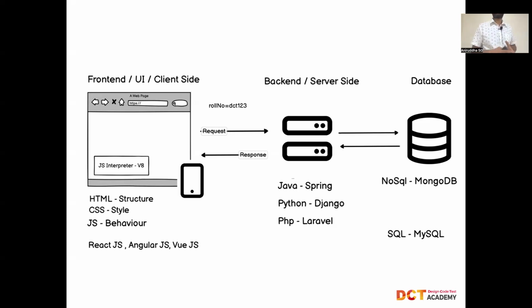Same thing happens with Python. Companies don't use just Python. They'll be using something like Django. Of course, there are alternates. I don't want to get into all the names, but there are alternates. I'm just writing the most popular ones here. Same thing happens with PHP. Companies will not use only PHP. They will be using something called Laravel.